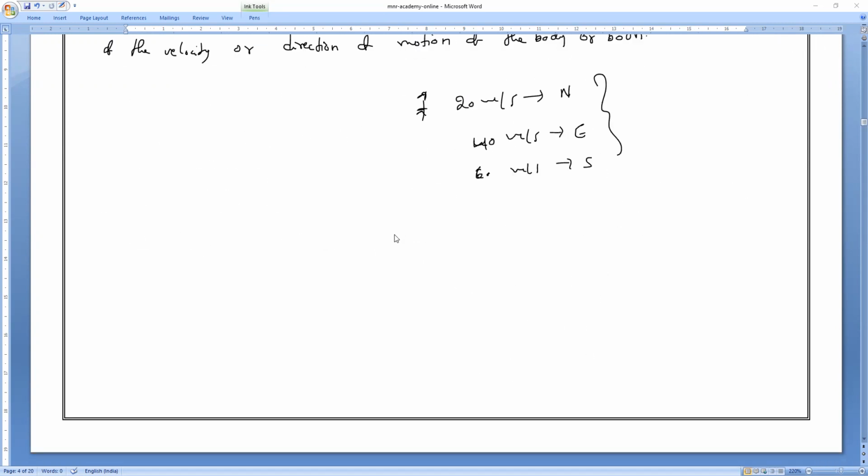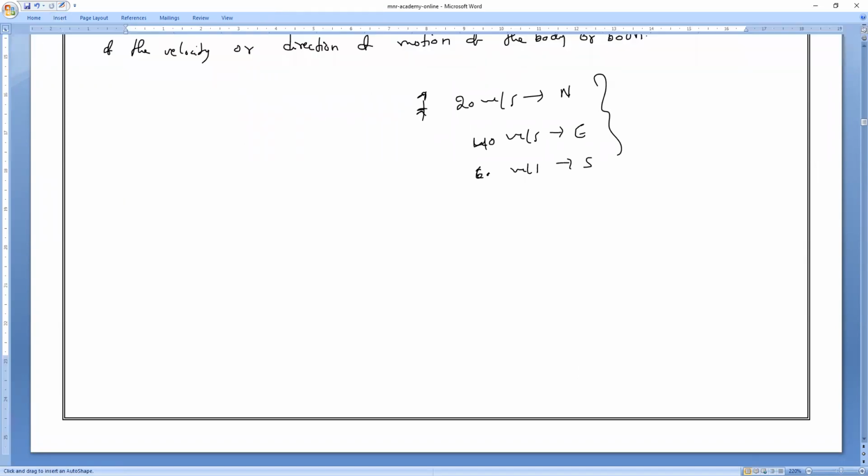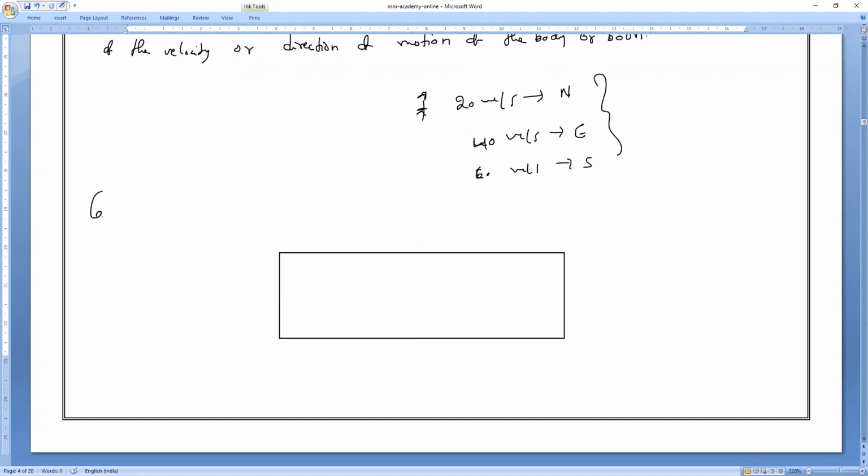Now, let us consider the motion of a body in a rectangular path. We all know rectangular path. What is a rectangular path? Opposite sides are equal. So this is my path. All of you observe. Now let us consider the motion of a body on a rectangular path. Let me name it.